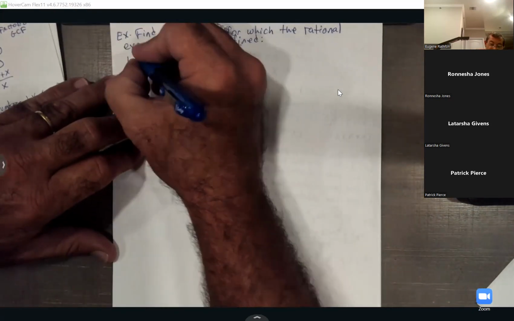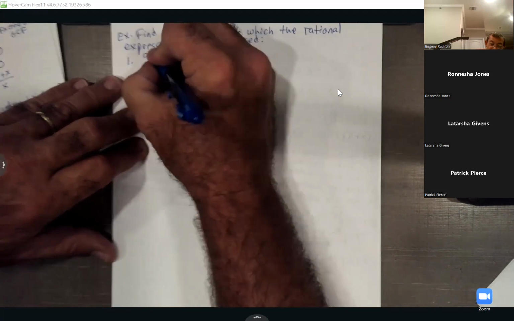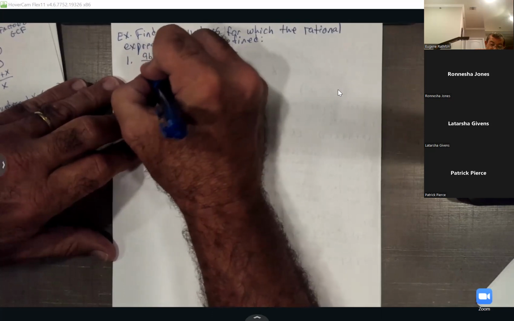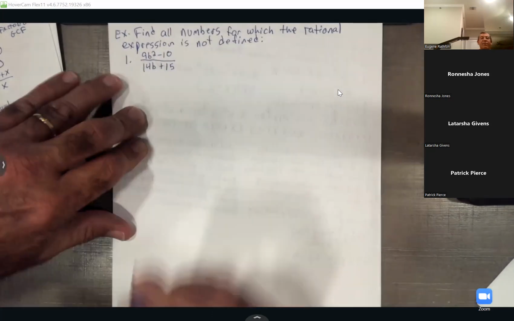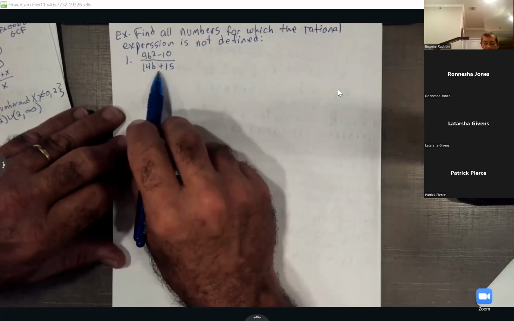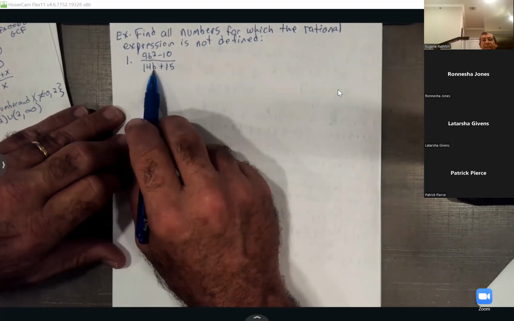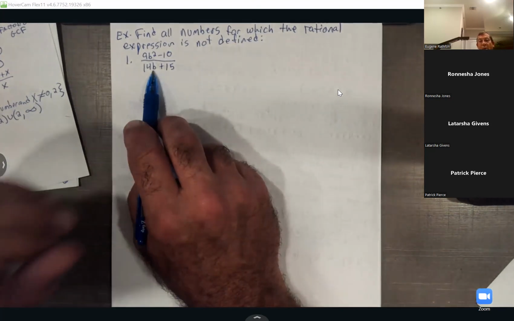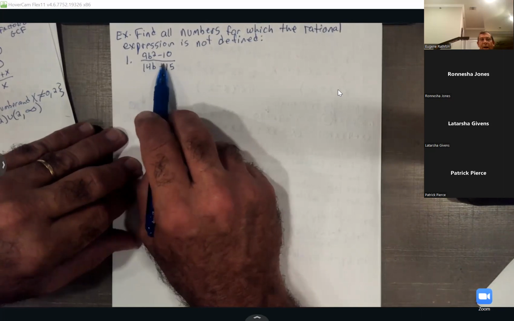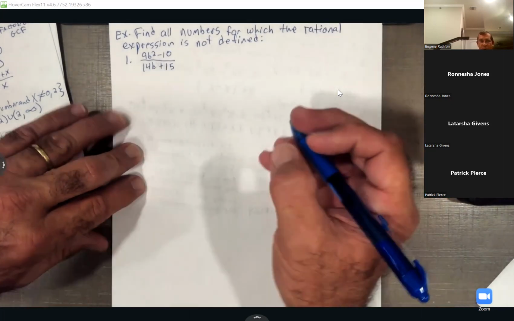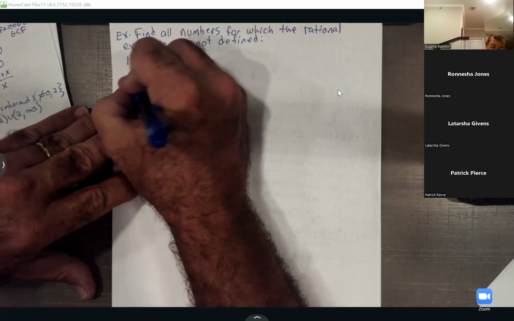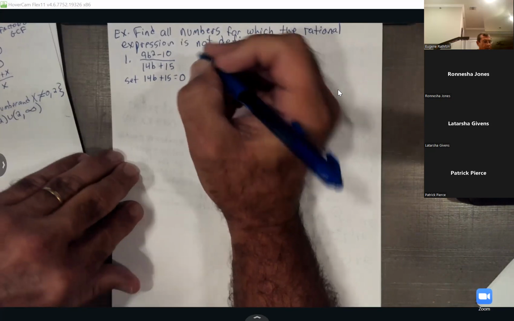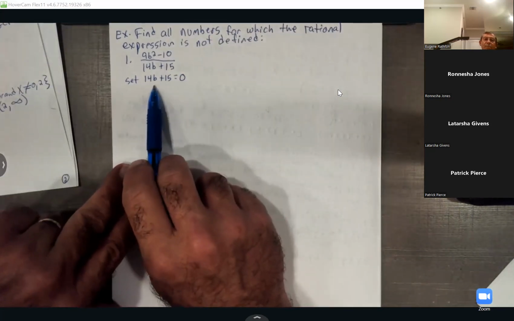So for the first one, we got 9b squared minus 10 over 14b plus 15. So all we need to do on this one, since that's just a b in the bottom, there's only a single b down here, we're only going to get one answer. Now, when we get b squareds in the bottom, we'll get 2 answers and so on. So what you want to do is set the bottom only equal to 0. And then it's just a matter of solving this for the b.